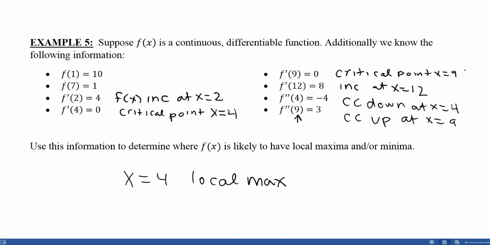Similarly, I have a critical point at 9, and I also know that I'm concave up at 9 because the second derivative is positive there. So that tells me that x equals 9 is going to be a local minimum. So we have all the information we need to talk about where these things might happen, these local maxes and mins, but we have to sort through all the information we have and figure out what's relevant and just use those parts. The other statements here give us a little bit of information about the function, but not really about the critical point. So we have to determine what's important to use.